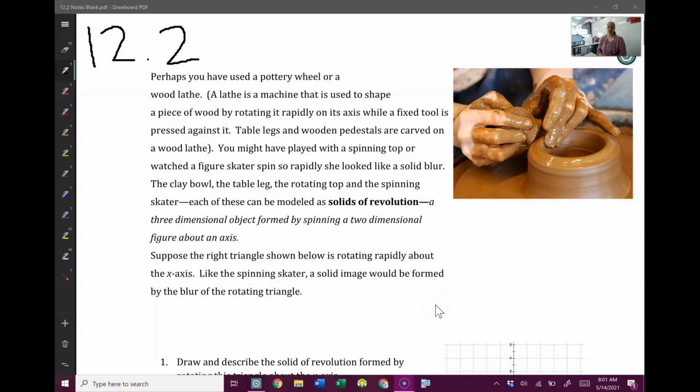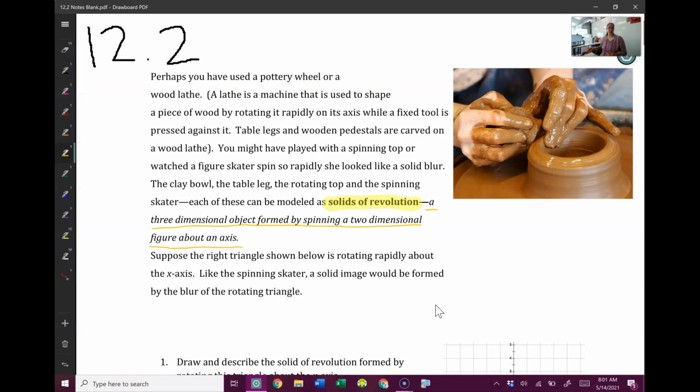Welcome to lesson 12.2. In this lesson, we're going to talk about solids of revolution. So let's start by defining this. A solid of revolution is a three-dimensional object formed by spinning a two-dimensional figure about an axis.